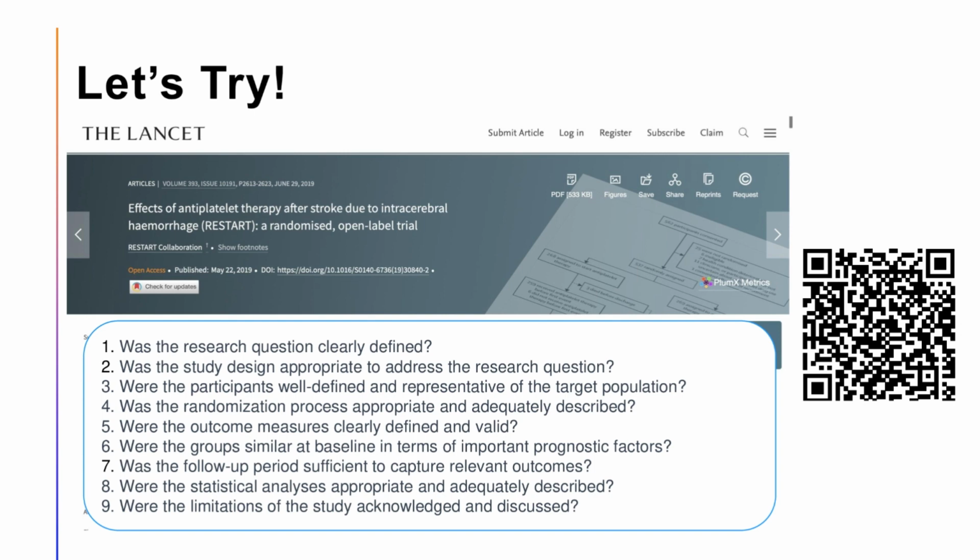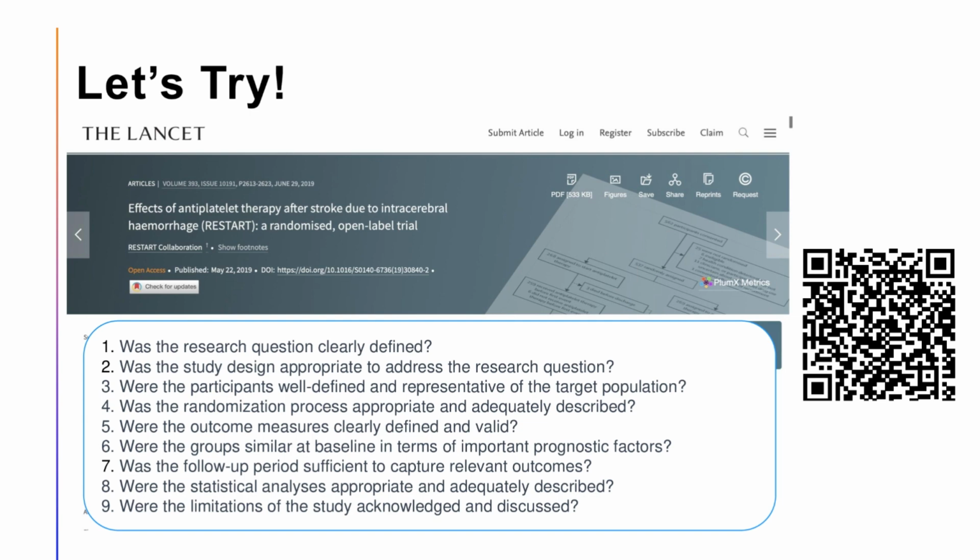Moving on, was the follow-up period sufficient? This trial employed a follow-up period of 2 years. I believe that is very important for the assessment of the important outcomes of interest in this study. And moving on, second last question, was the statistical analysis appropriate? The RESTART trial used appropriate statistical analysis to compare outcomes between the intervention and control groups. The methods of analysis, including the use of hazard ratios and confidence intervals, were clearly described. So that ensures transparency and replicability.